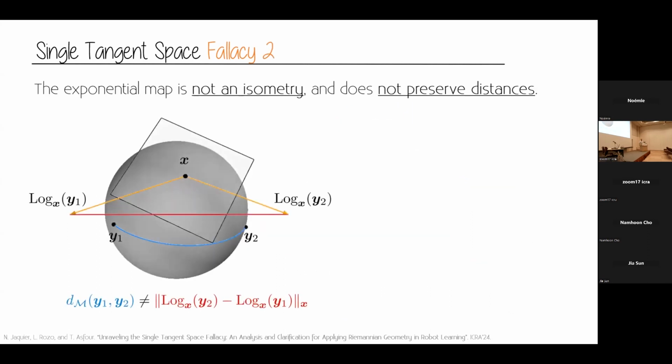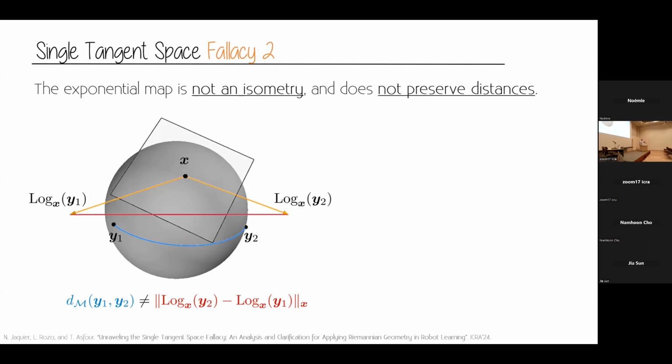The second fallacy is that the exponential map is not an isometry, so therefore it doesn't preserve distances. What this means is that if we want to use distances, for example, to define a cost function, and we are using distances that are measured using the log map, this is not measuring the same thing as the geodesic distance on the manifold.